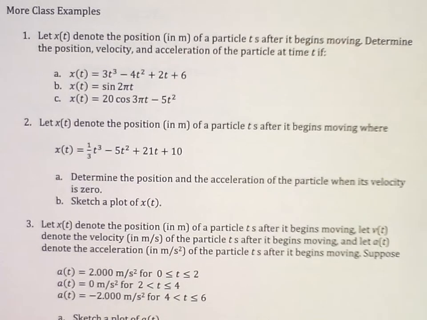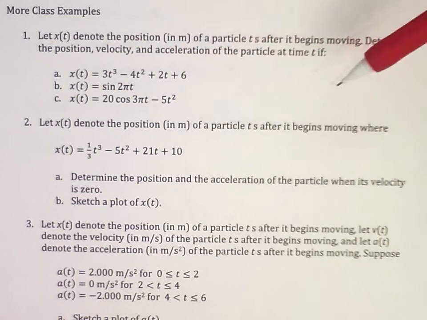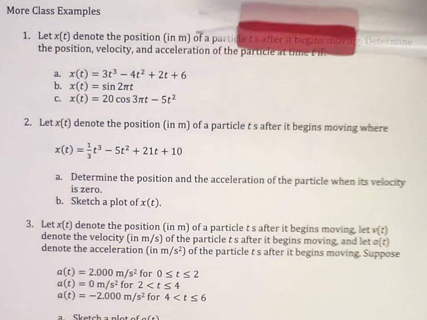Okay, so now that we know a little bit about derivatives, we have some class examples here. Starting with class example 1, it gives us, let x of t denote the position in meters of a particle t seconds after it begins moving. Determine the position, the velocity, the acceleration of a particle at time t in 3 different scenarios.